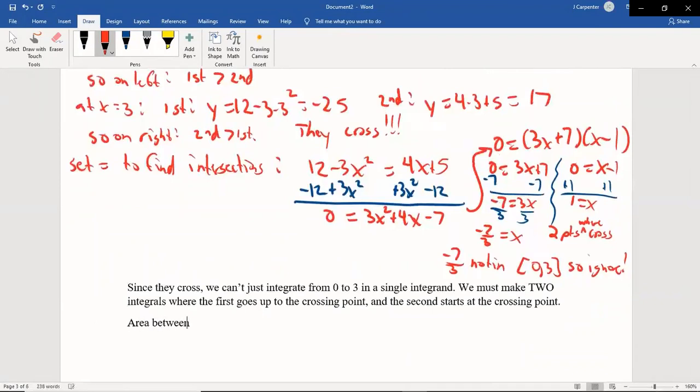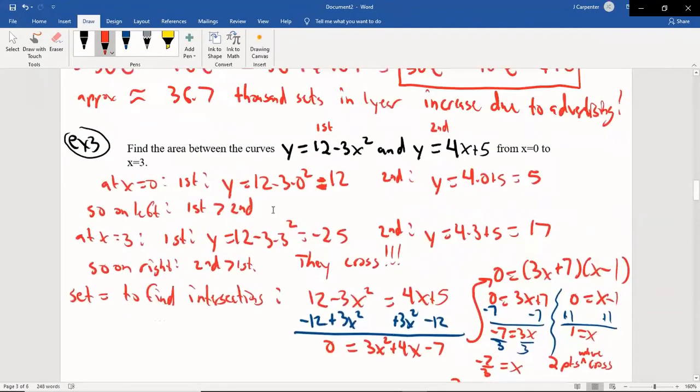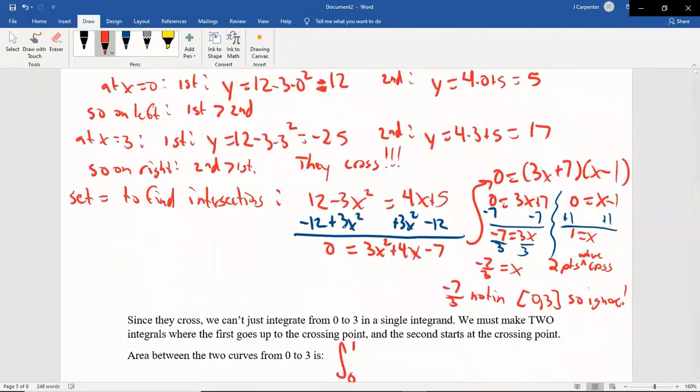So the area between the two curves, 0 to 3, is, we do an integral from 0 to 1. We have to go from 0 until the crossing point, and then the order of the two functions has to be appropriate. Is it the first one minus the second, or is it the second minus the first? Well, starting at x equals 0, the first was higher than the second. So we got to go the first minus the second.